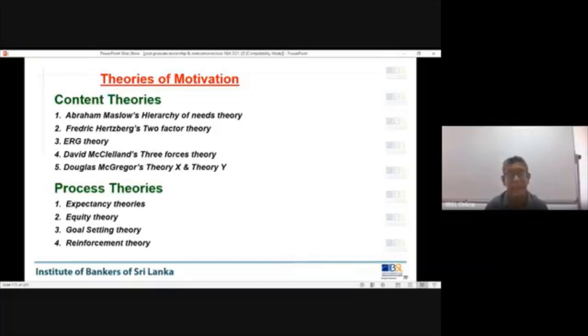Second, Frederick Herzberg's two-factor theory. Third, Alderfer's ERG theory. David McClelland's three needs theory. Then Douglas McGregor's Theory X and Y. Those are content theories. And also we are going to look at expectancy theory developed by Victor Vroom. Then Adams came up with equity theory. Then the goal setting theory, as well as Skinner's reinforcement theory. So these are the theories.